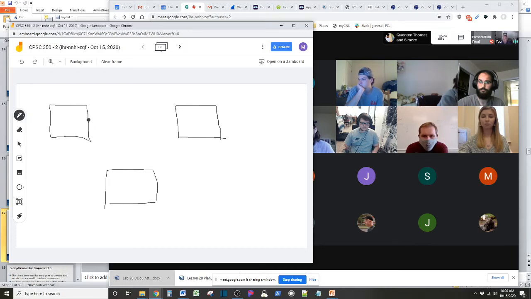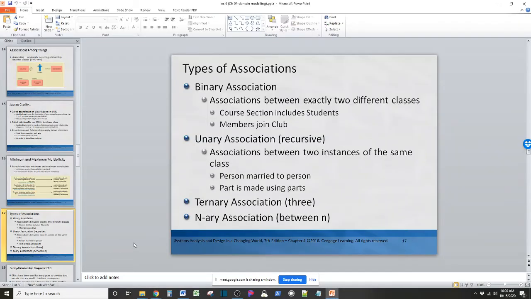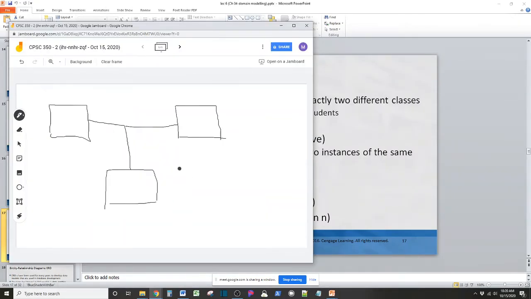So if this were truly a ternary relationship, it would look like this. Where now you have these three entities that are all tied together and interdependent on each other.